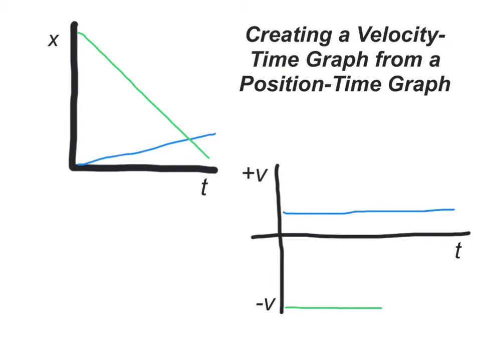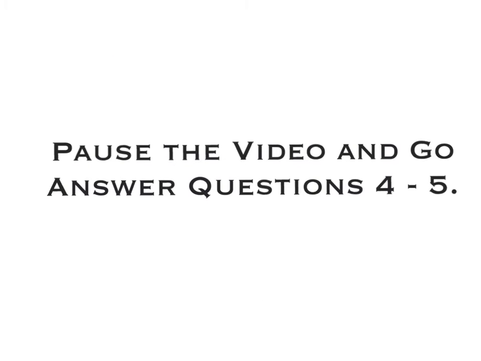So we want to put the green car kind of way down here to show that it has a high speed, so that high value for its velocity, but that it's negative, meaning it's moving in the opposite direction. So we can still show that one car is moving faster than the other, even on this velocity time graph. Now go ahead and answer the questions based on creating a velocity time graph from a position time graph. So go ahead and pause the video here and go answer questions 4 and 5.